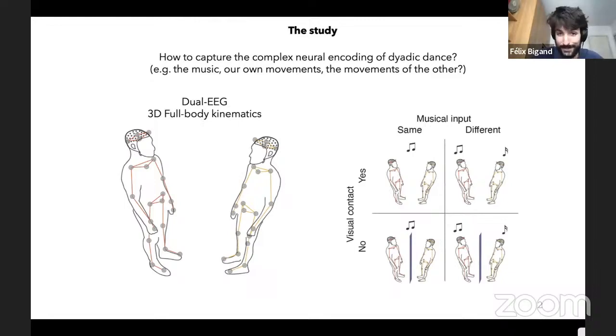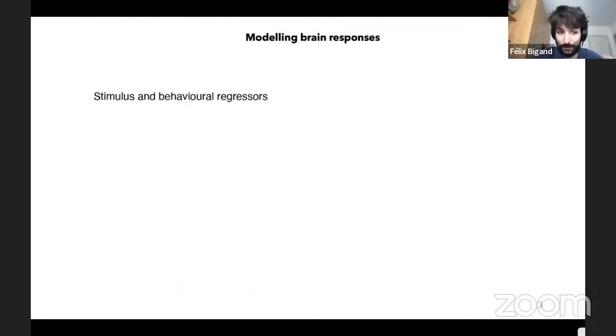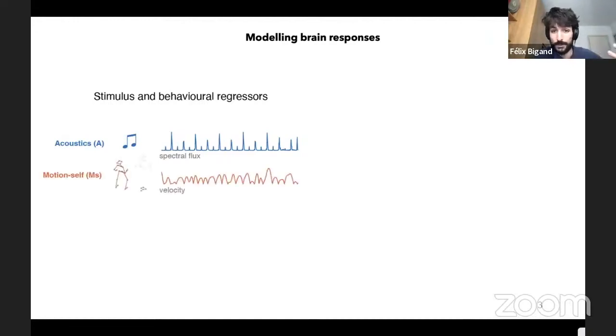And the very cool thing about this setup is that we can know exactly the acoustic signal that the participant listened to. We know exactly the movement signal that the participant generates, and we also know exactly the movement signal that the participant's partner is generating. So we can start asking this question, how are all these signals encoded all together in the brain?